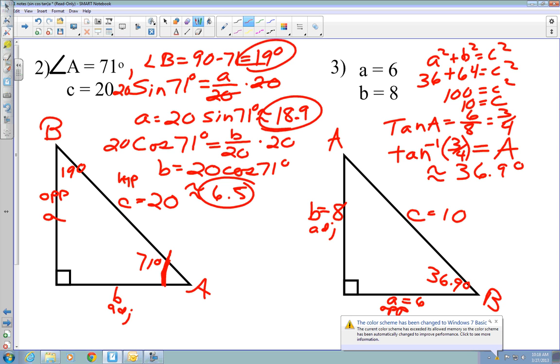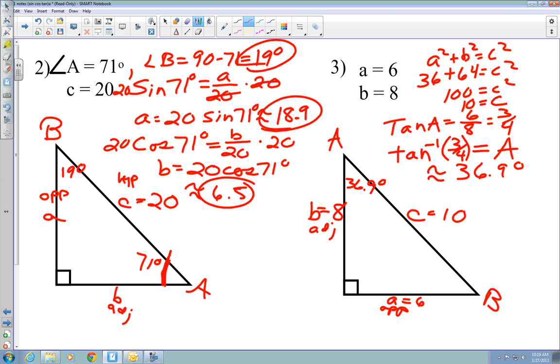That was angle A. Yep, I put it in the wrong place. You're right. Okay. And this one I will let you subtract. So say 90 minus that. 90 minus 36.9, which is 53.1.